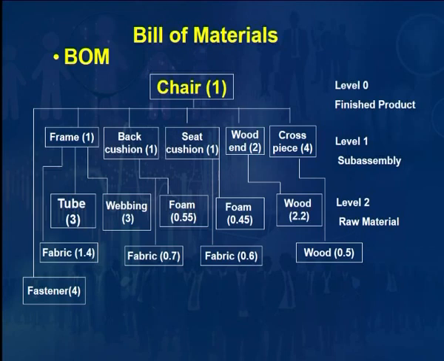So, level 0 is the finished product. Broadly, level 1 is the sub-assembly, and level 2 tells you the components or the raw materials used to make the sub-assemblies. So it has broken down the various parts and components for a chair. It is also known as a product structure for the chair. So this data will be fed in the MRP software.